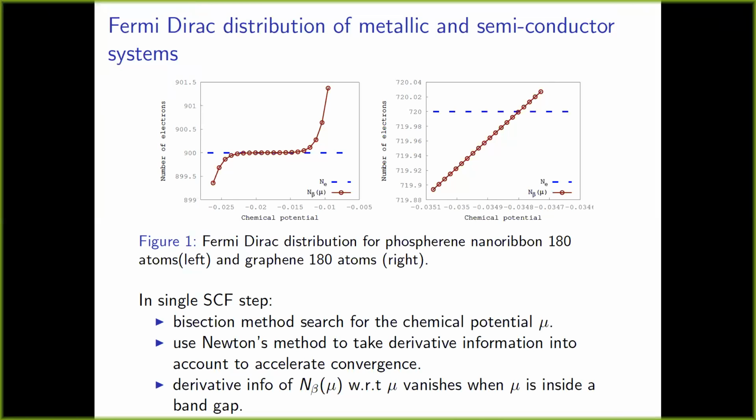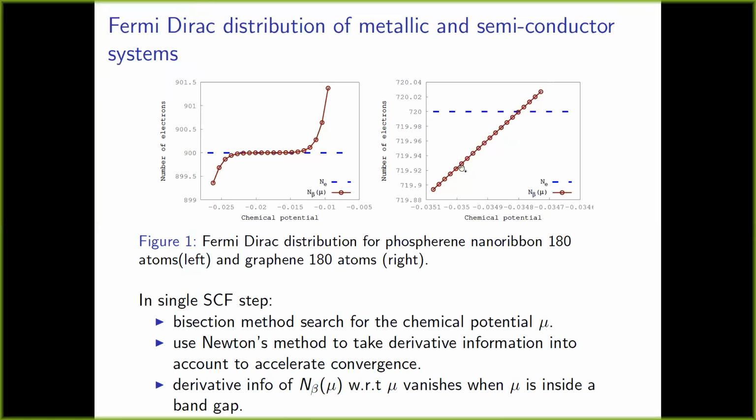However, we want to find a new way to determine the chemical potential for the Fermi Dirac distribution. So we want to do it in an SCF convergence way. For each SCF step, we will keep the lower and upper bound of the chemical potential, mu min and mu max. So we will have a lower bound mu min, and we will have an upper bound mu max.